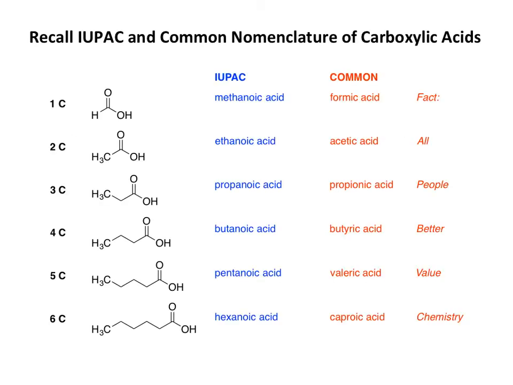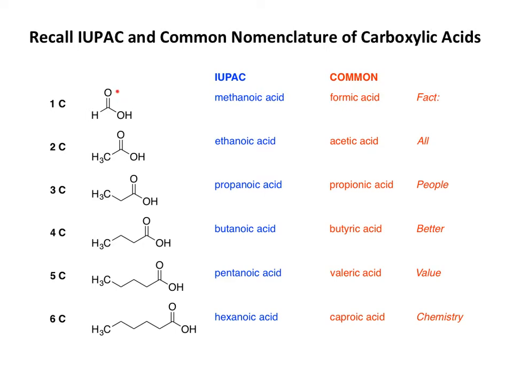So just as a little bit of a review, we did our various carboxylic acids. I've listed here carbons 1 through 6. We have the IUPAC names: methanoic, ethanoic, propanoic, butanoic, pentanoic, and hexanoic acids. And you can even go further in the IUPAC names with longer chains. But then for the common nomenclature, we just went up to 6 carbons.